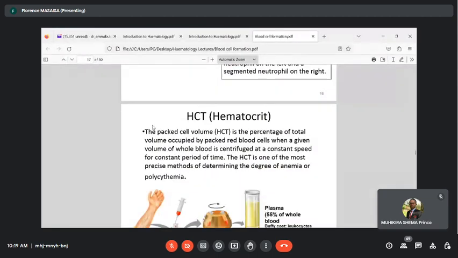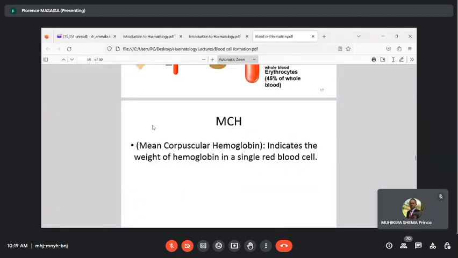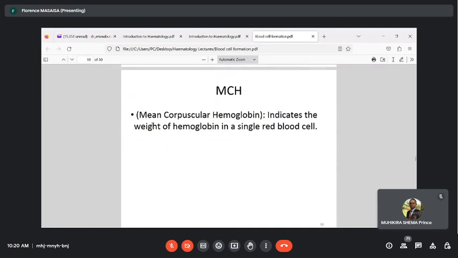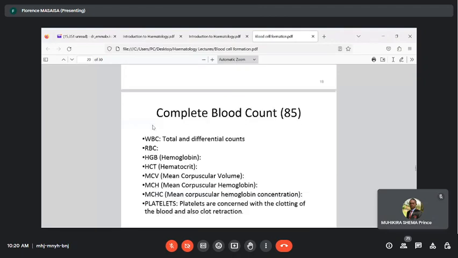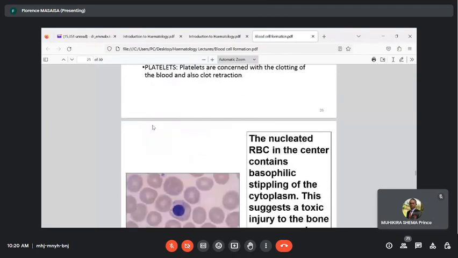Now, hematocrit is the packed red cell volume, the percentage of the total volume occupied by the red blood cells. So when they say hematocrit, remember that one. We have mean corpuscular hemoglobin, which indicates the weight of hemoglobin in a single red blood cell. So that is MCH. We have MCV, which indicates the volume in cubic microns occupied by an average single red blood cell. So the rest is given by the machine.